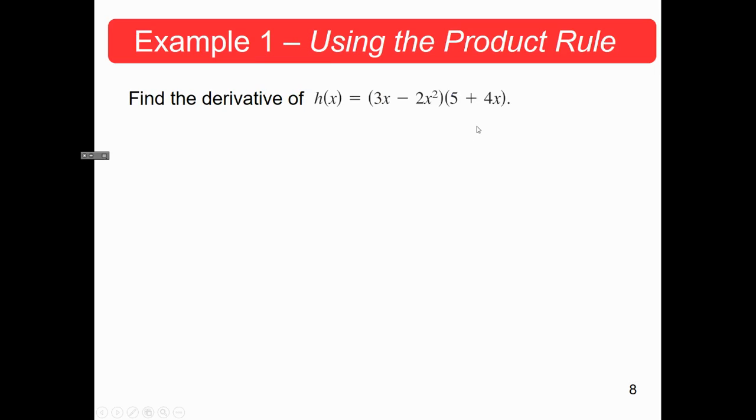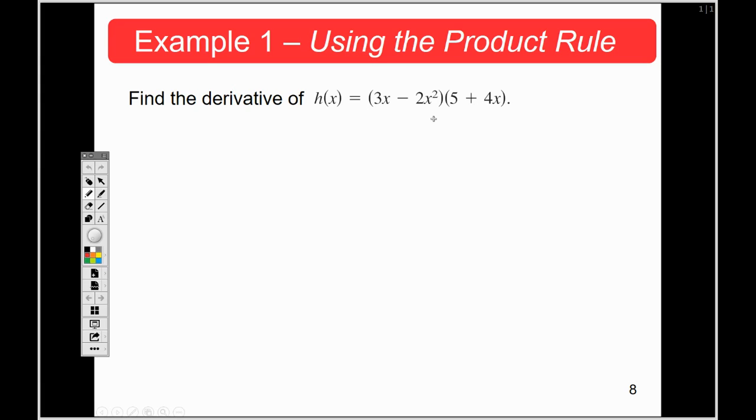Here are two different functions. Now we could multiply this out, and that is really what I would rather do if I could do the power rule, but we got to learn how to do the product rule, so we're going to start with one that's not too bad. So understand, we could multiply it out and do the power rule. Instead, we're going to do the product rule.